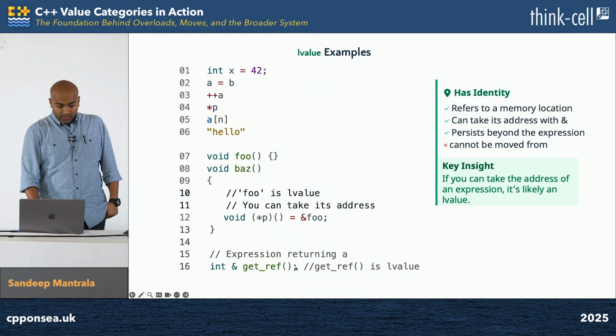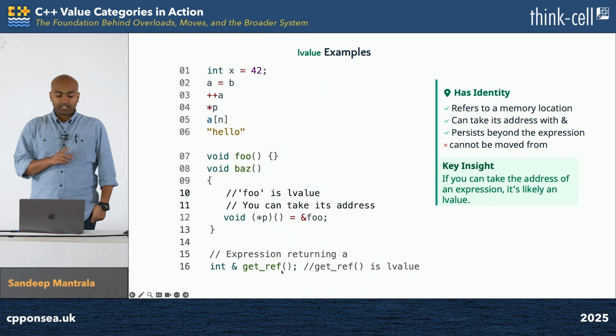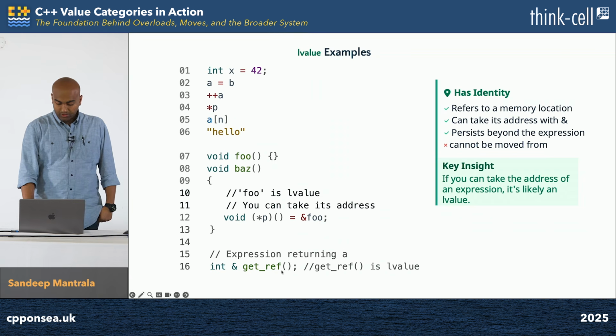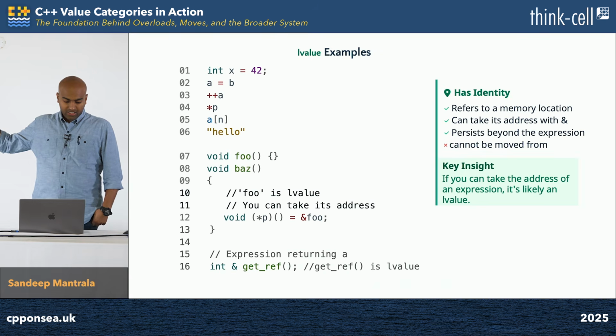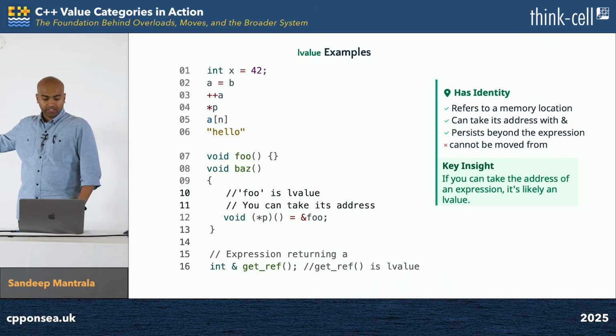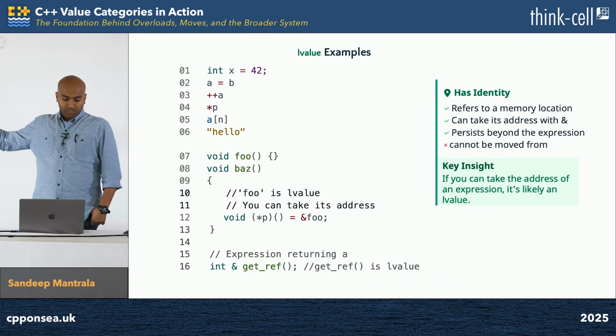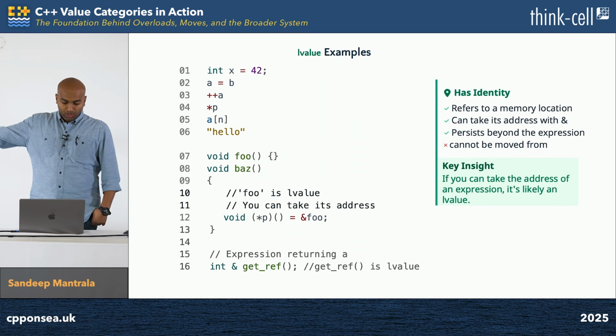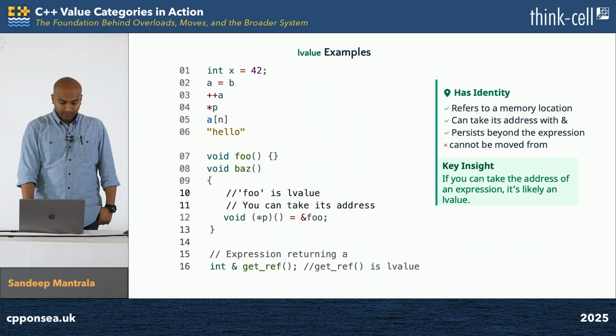And if you are returning by reference, like int ref, in that case, the return values are also L values. Just to recap, L values have identity, they refer to a persistent memory location. You can take the address with ampersand, and it's persistent beyond the expression, and they cannot be moved from.